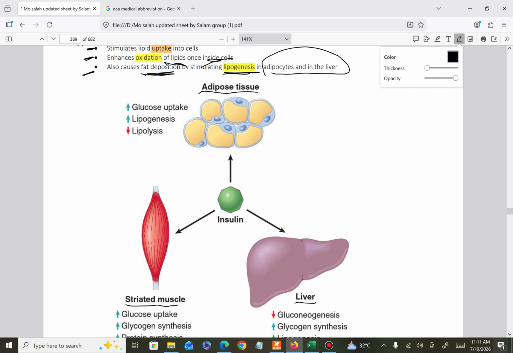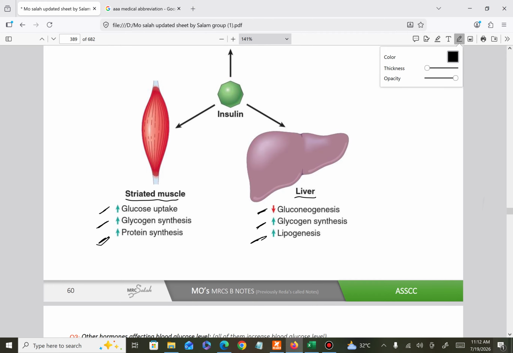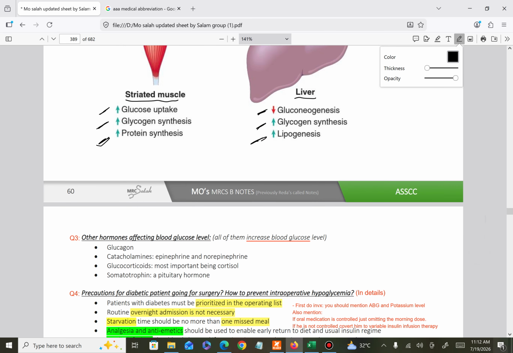In the adipose tissues, it increases the glucose uptake, it stimulates the lipogenesis but inhibits the lipolysis. Then the action of insulin on striated muscle, that it increases the glucose uptake, increases glycogenesis or glycogen synthesis, and increases protein synthesis, while in the liver it inhibits the gluconeogenesis, stimulates the glycogen synthesis and stimulates lipogenesis. So these are the actions of insulin.